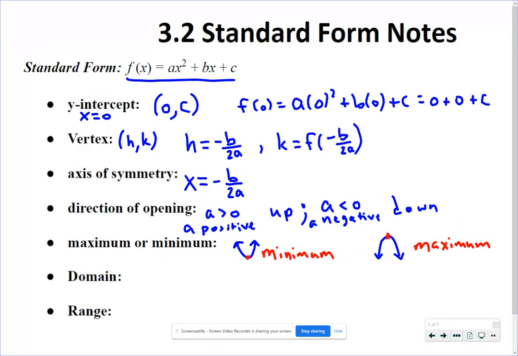Domain is the x values of a function. When we have a quadratic function, we can plug in any x value that we want. Domain is going to be all real numbers.